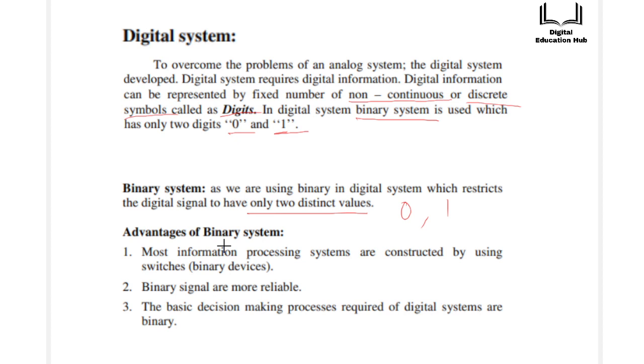In digital systems we use the binary system. What are the advantages of the binary system? Most information is constructed using switches, that is, 0 and 1. The binary signal is more reliable because it uses only the binary 0 and 1 form, so the decision making process is easier. We can say that the binary number system in digital is one of the best, and that's why we prefer this number system. So that's it for today's session.